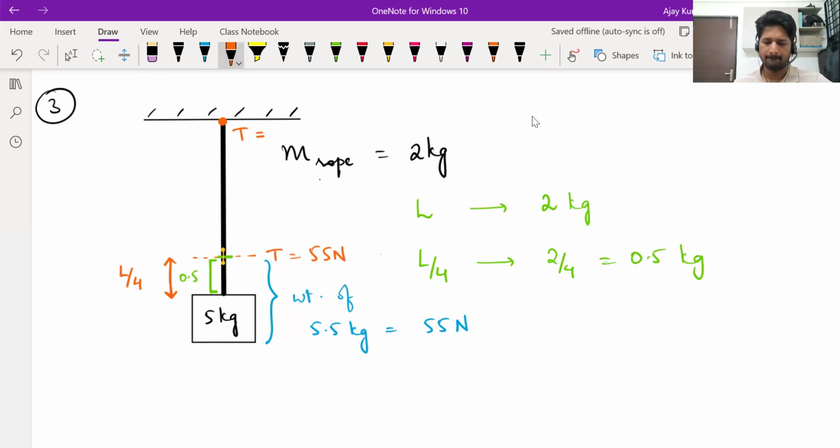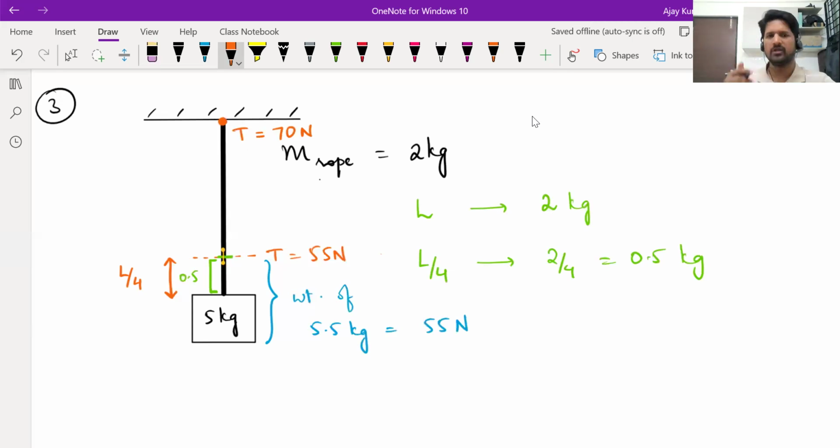70 newtons, sir. Okay. At the topmost point, the tension is supporting all the weight below it. The entire rope's weight has to be supported and the block also has to be supported. So all 7 kg weight should be supported. So the tension there will be 70 newtons.